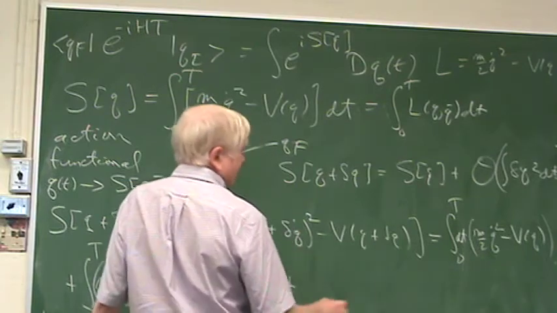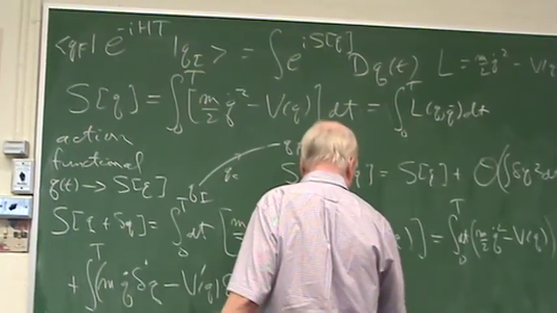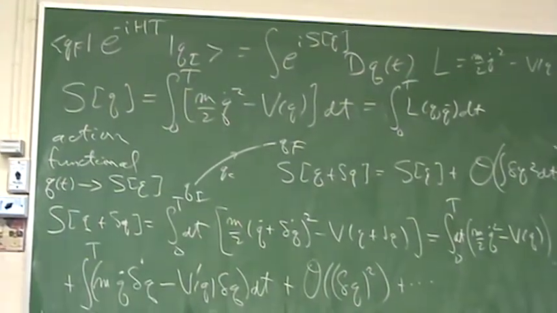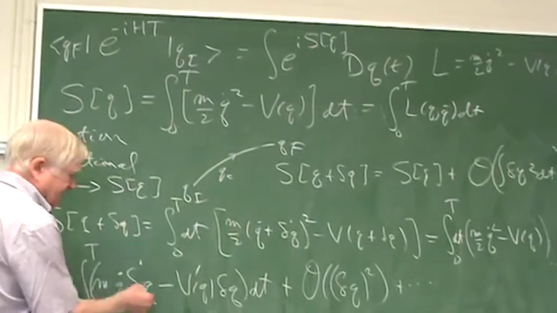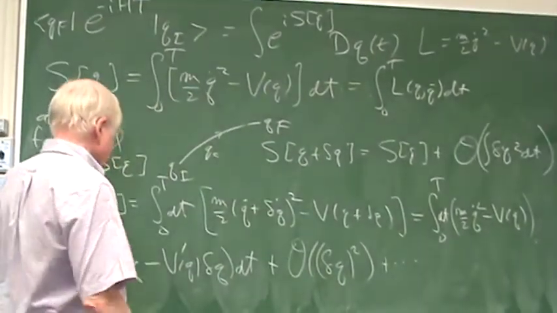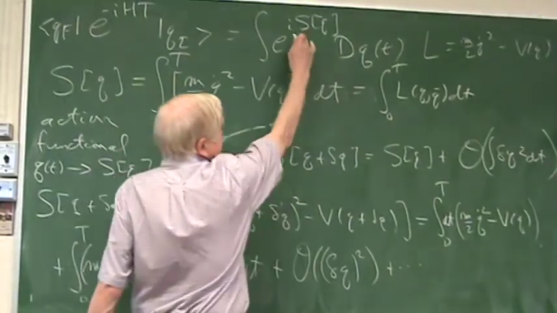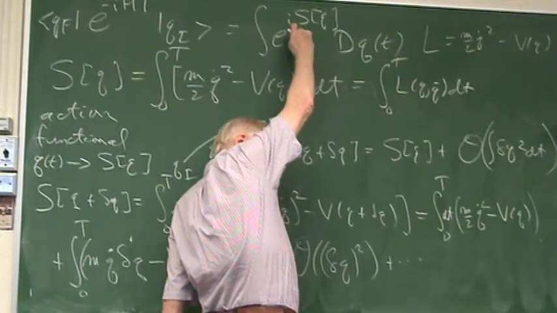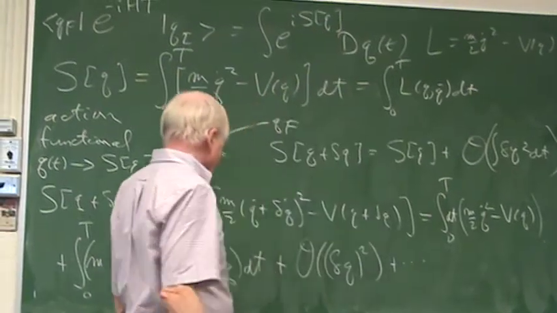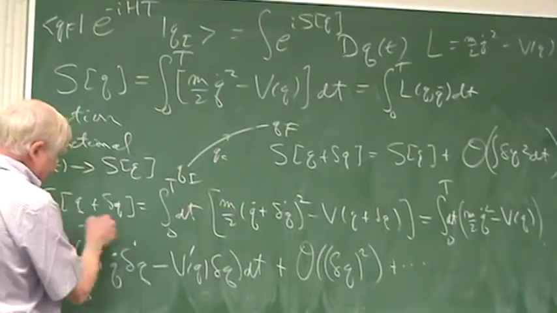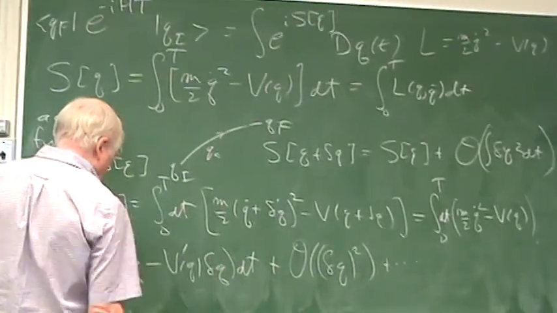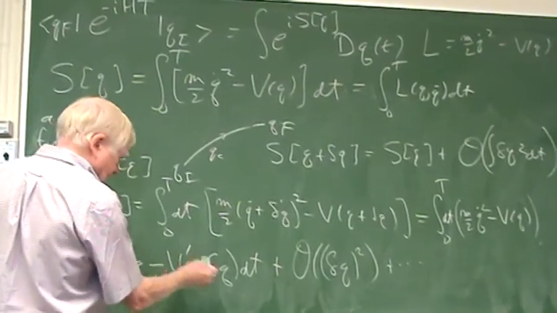Then there's this term of order delta q squared, and then even higher order terms. Now, the point is that in general, this second term can matter because of the i: the units of action are energy times time, the same as the units of h bar, and so there's really an h bar in the denominator here. So when the action functional is such that this term here is of the order of h bar, then it can really wash out the first term.